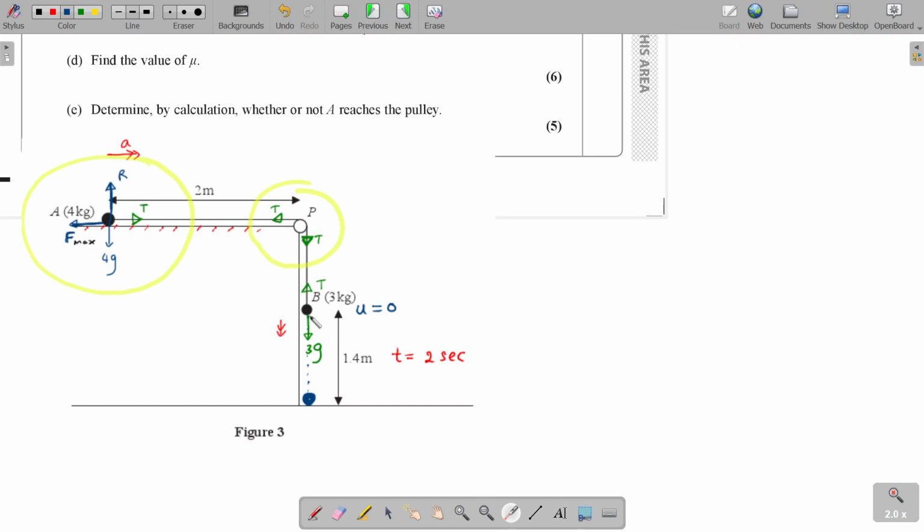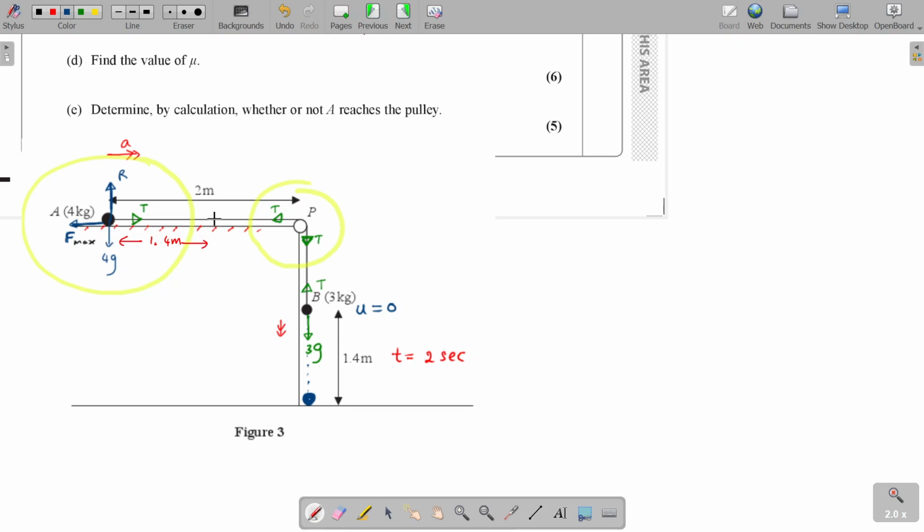Now, the first thing is you realize at the start A and B were at these positions. So B traveled a distance of 1.4 meters down, right? So when B travels a distance of 1.4 meters down, what happens to A? A travels a distance of 1.4 meters horizontally. Do you agree with me?